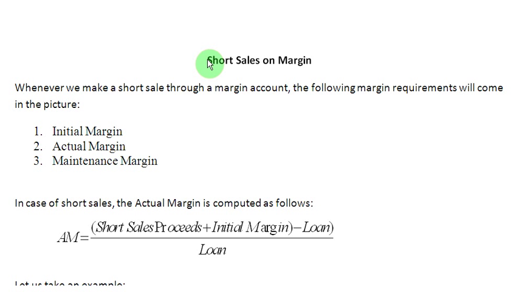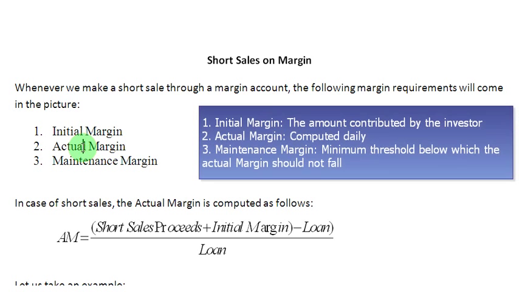Hello and welcome to this screencast in which we are going to talk about making short sales on margin, and when that happens the following margin requirements come into the picture. Number 1, initial margin. Number 2, actual margin. And number 3, maintenance margin.